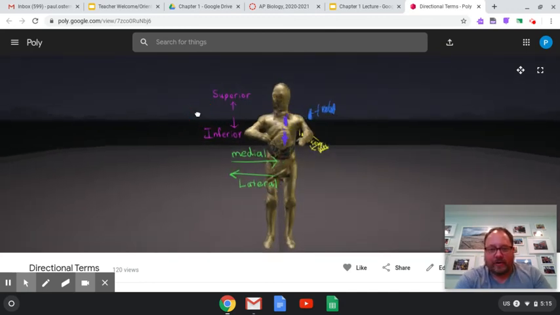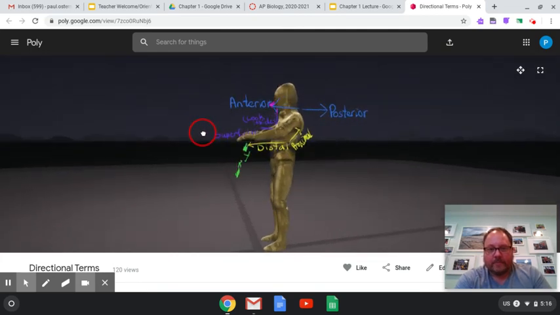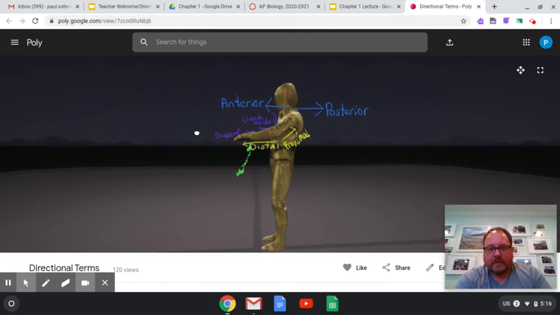Here you see medial is toward the midline of the body, lateral is away from the midline, superior is toward the head, inferior is away from the head. Anterior is toward the front, posterior is toward the back. Here we're looking at an appendage, the arm. Distal is further from the attachment point. Proximal is closer to the attachment point. And then superficial is more on the surface, and deep is deeper.